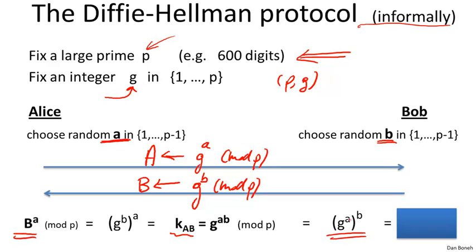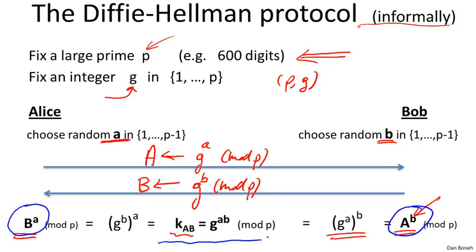And let me ask you, how does Bob actually compute this quantity g^ab? Well, all he does is take the value A that he received from Alice and raise it to his own secret b, and that gives him the shared secret g^ab. So you can see now that both parties, even though they seemingly computed different values, in fact end up with the same value, namely g^ab modulo p.